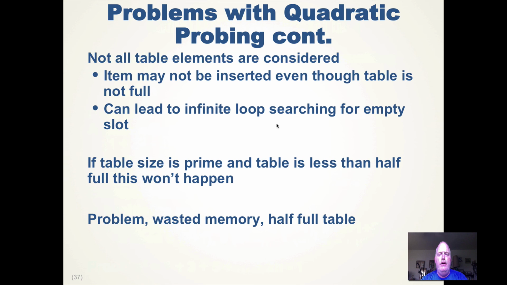If the table size is prime and the table is less than half full, there's no problem. You'll find an empty slot when you're using quadratic probing. The problem is now the table is twice as large and it's only storing half as much. You're wasting memory by having your table be twice as large as it really needs to be. So that's not a good solution, and that's one of the issues with quadratic probing: you need to have your table size be twice as large as it sort of needs to be.